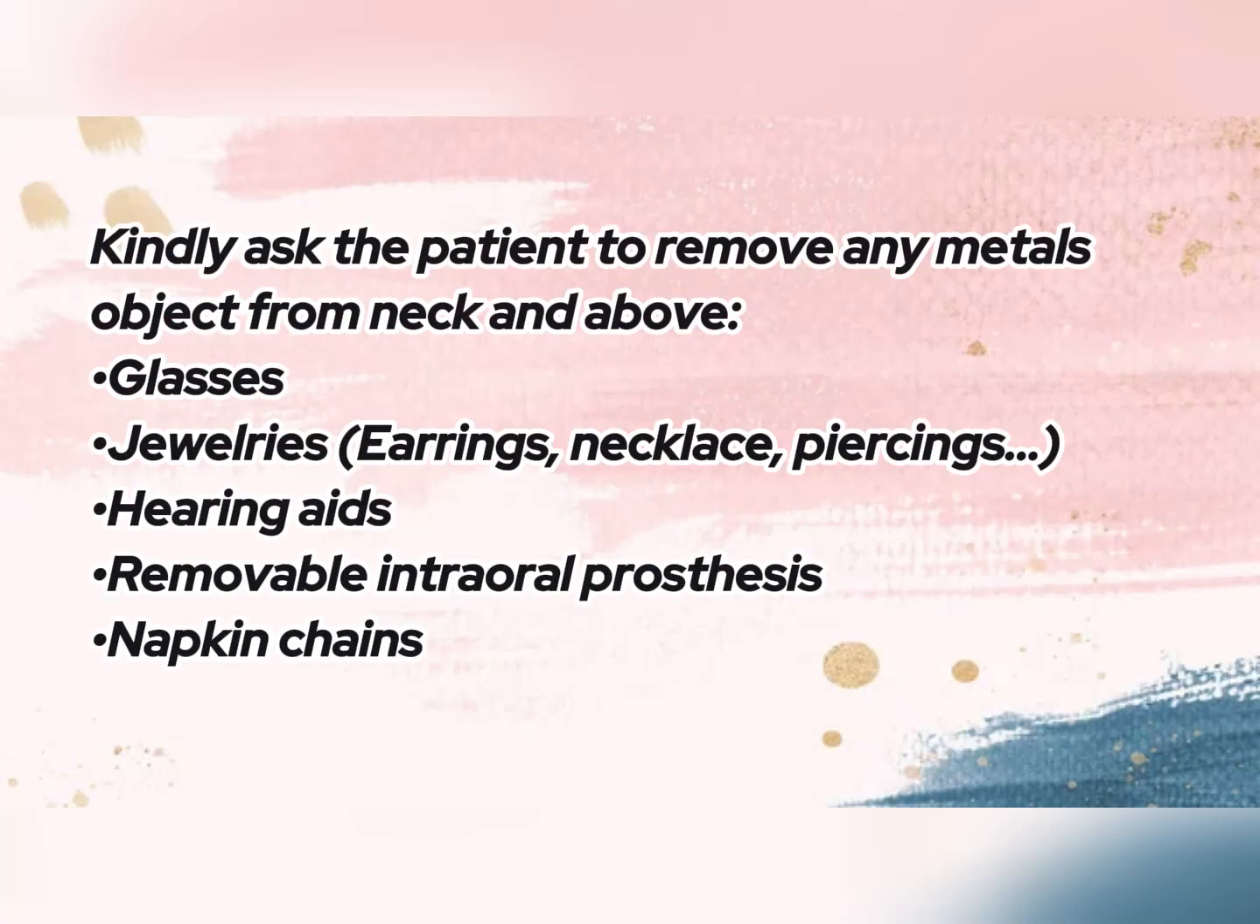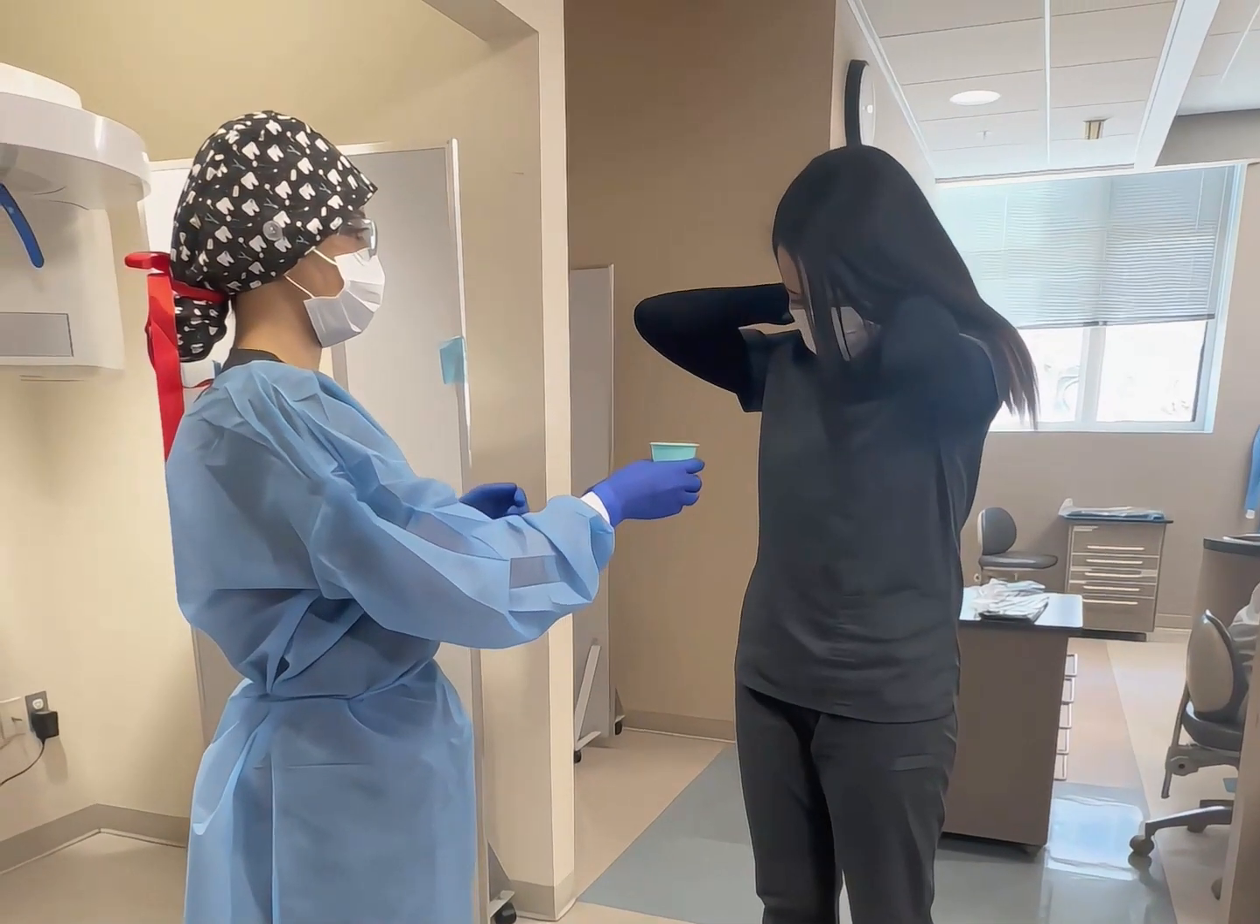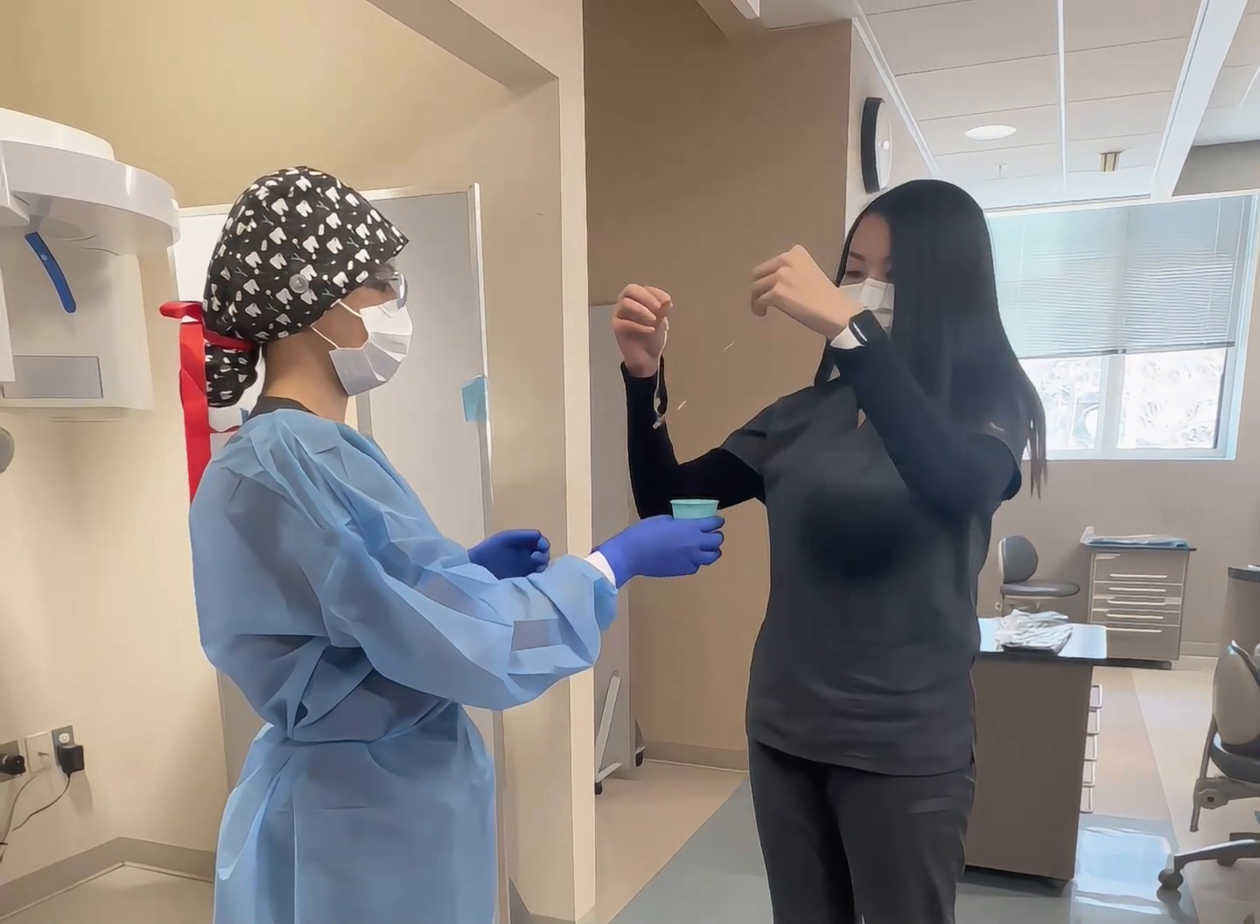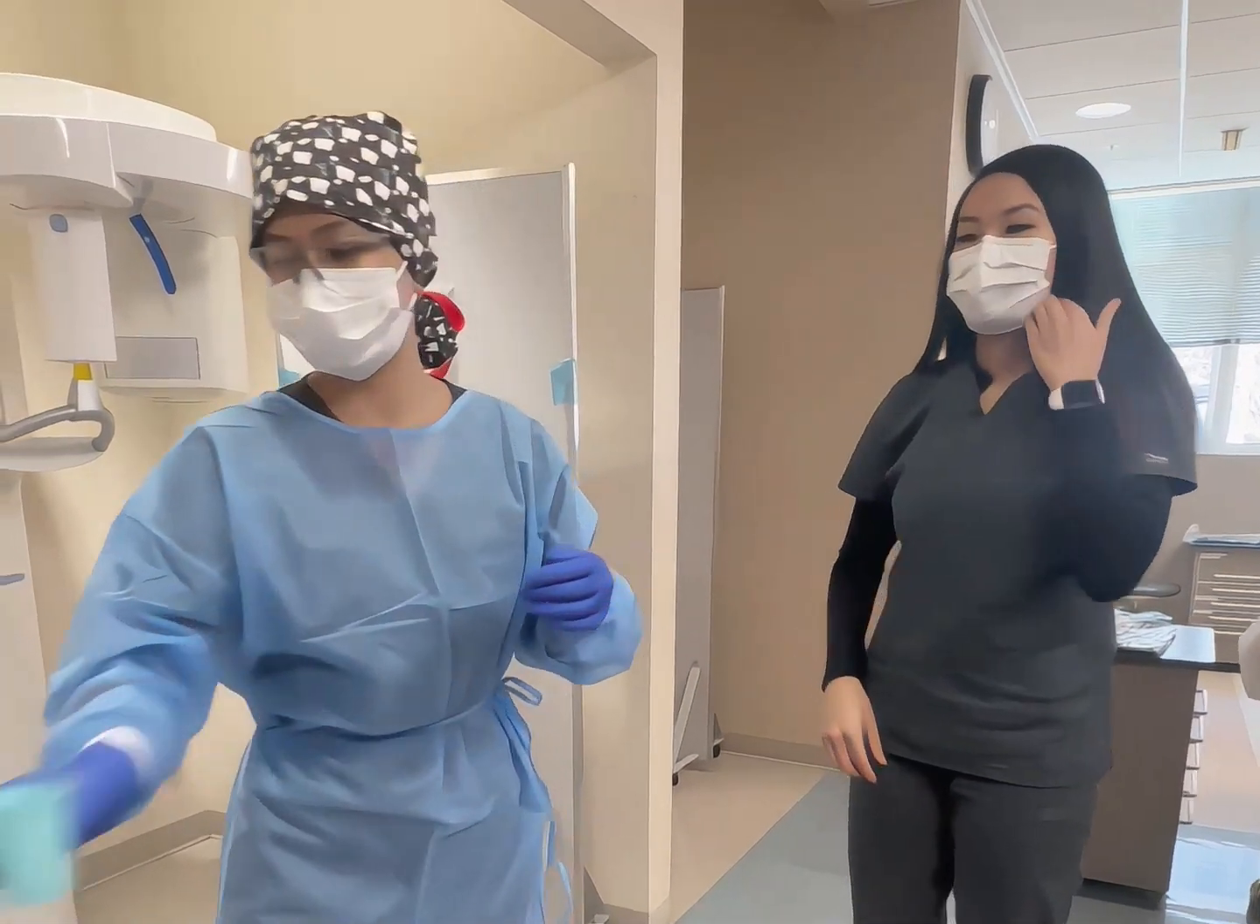Next, we kindly ask the patient to remove any metal from the neck or above, such as glasses, jewelry, earrings, piercings, hearing aids, or any removable intraoral prosthesis that may interfere with the procedure, and put it in the plastic cup so it will be easier to give back to the patient once it's done. Failure to remove any metal objects before exposure may result in a ghost image, and we will show the ghost image later in the video.